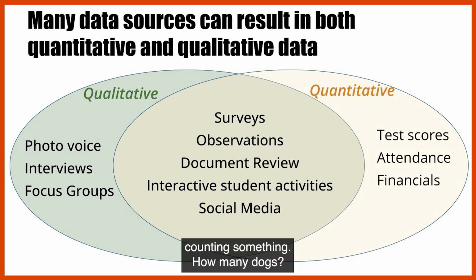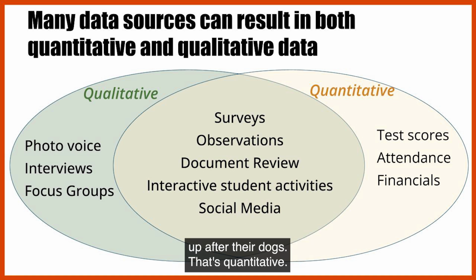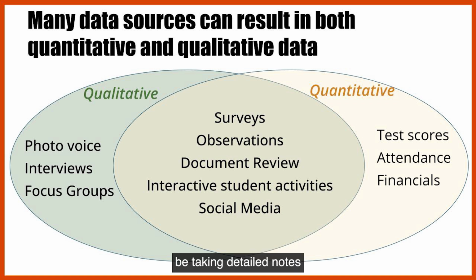Observations can mean you're counting something. How many dogs? I once was part of a study where I literally had to count how many dogs were going into the park and how many owners were cleaning up after their dogs. That's quantitative. I could also, on that same observation, be taking detailed notes about the behavior of the dogs in the park. So quantitative, qualitative.